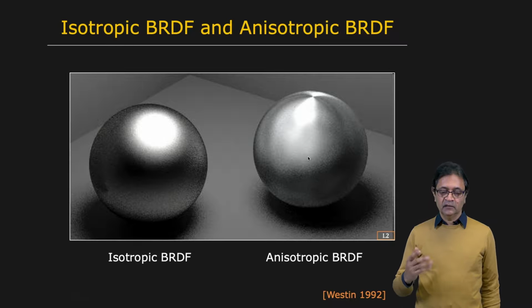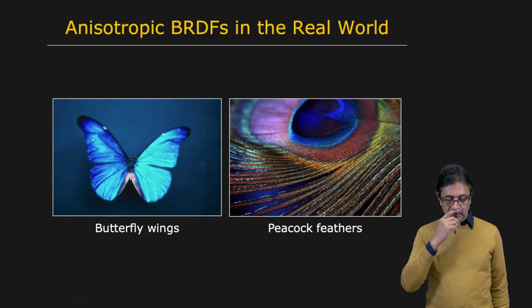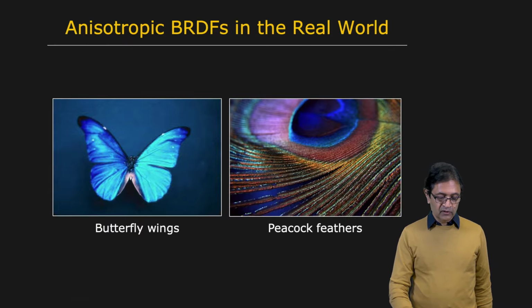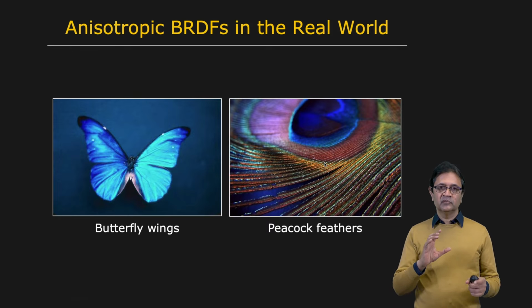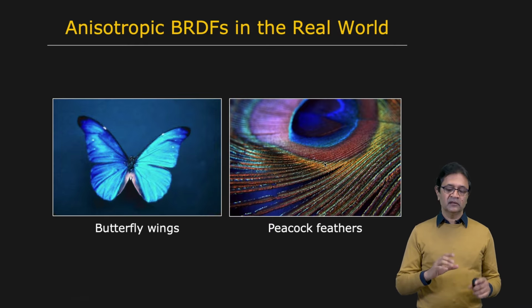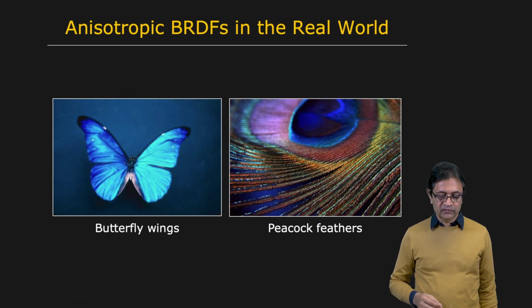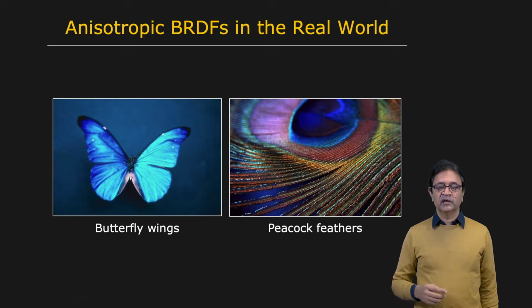And indeed, in nature, you see that there are lots of materials or surfaces that are anisotropic. It's showing two examples here. Certain butterfly wings, peacock feathers, when you move around, you see that the appearances change dramatically. There are really striking visual effects that are being produced by anisotropic surfaces.